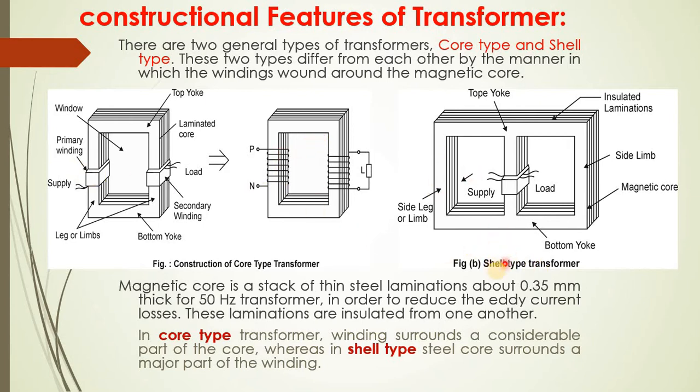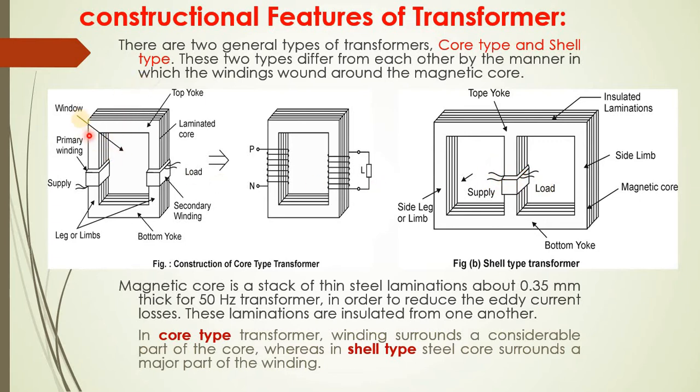Then the next type is the shell type transformer. In the shell type transformer, the core will surround the winding, which is wound on the central limb. There will be a primary winding and a secondary winding placed on this central limb.